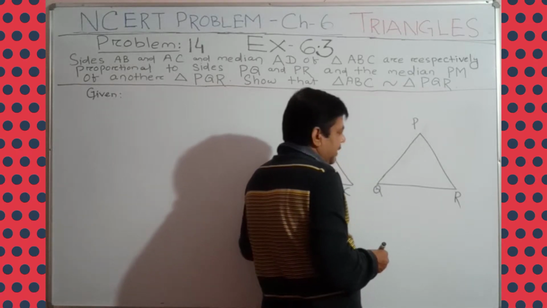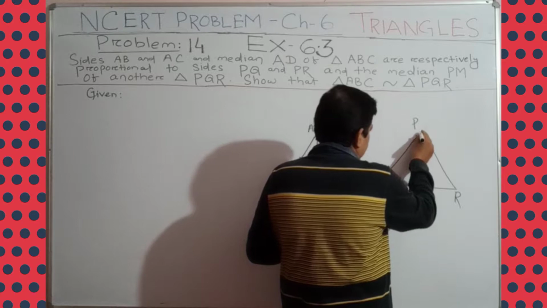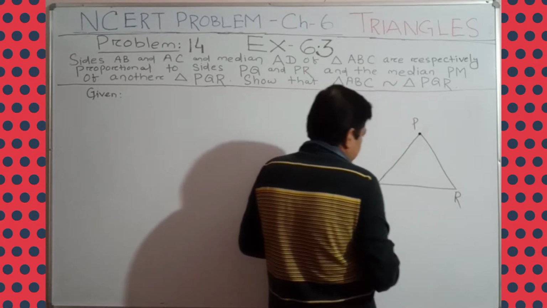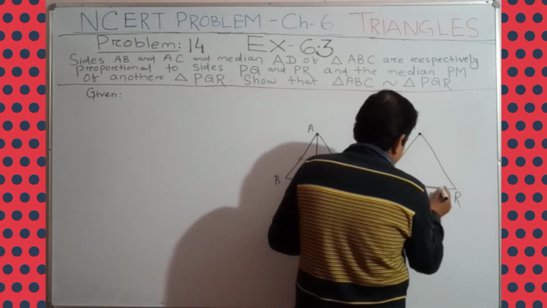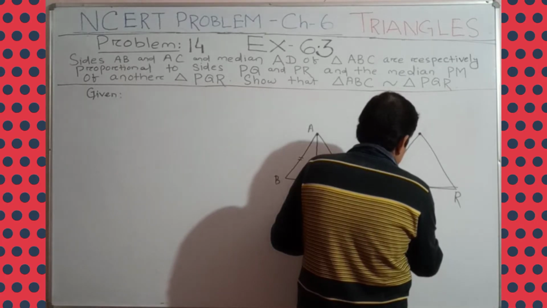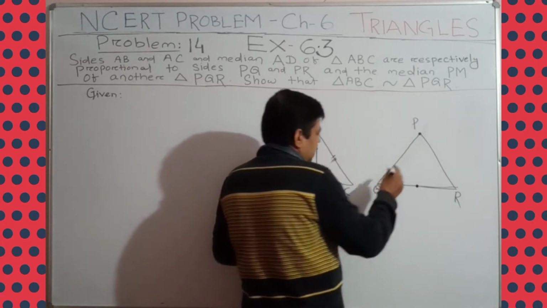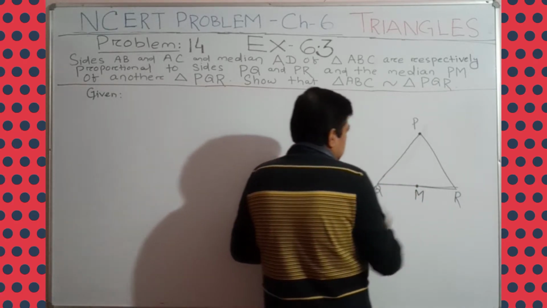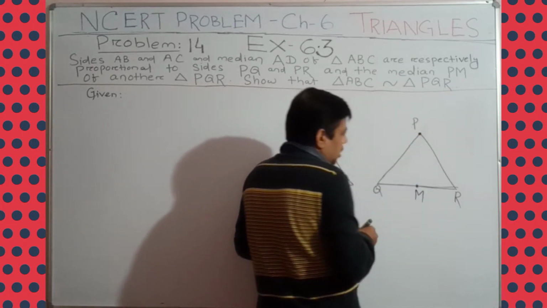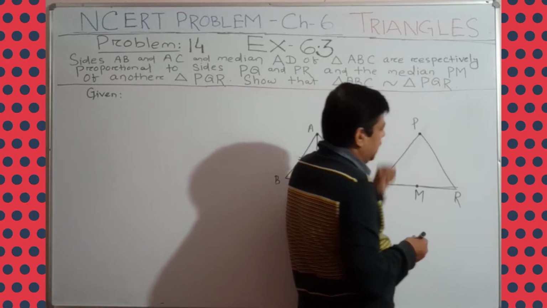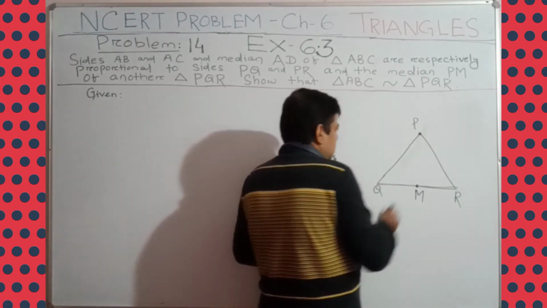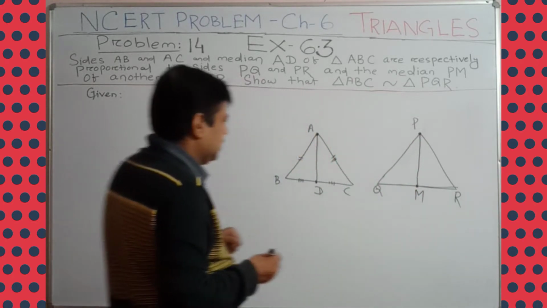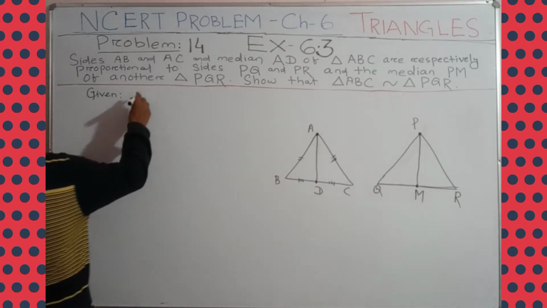Similarly, PM is the median through the vertex P of triangle PQR. We have to draw another median, PM, which means we find the midpoint of the side opposite to the vertex P. Let M be the midpoint of side QR. We join the line segment PM. PM is the median through the vertex P. Understand or not?